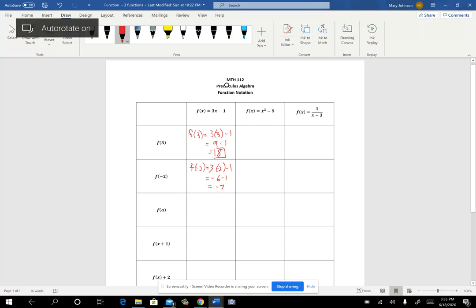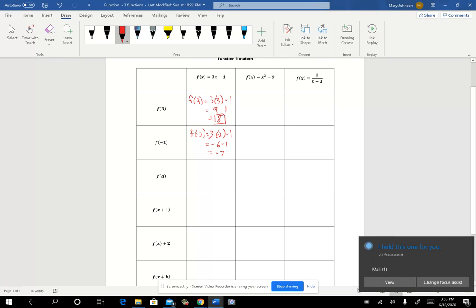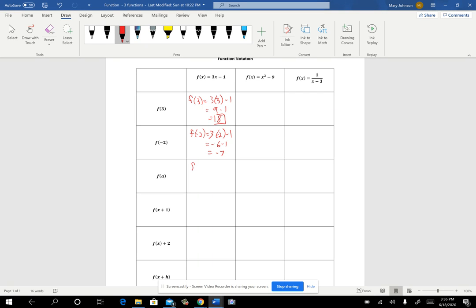All right, so now for f of a, a is my input, so I'm going to be plugging in a into my rule, which was 3 times my input minus 1. There's not much simplifying I can do. That's it, okay? Always feels like a trick question, but this would be your answer. You're just kind of creating a new formula in a way.